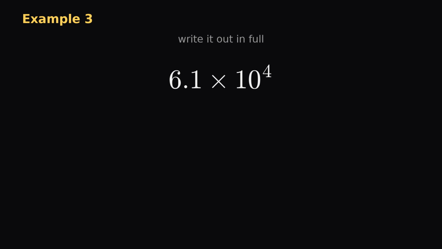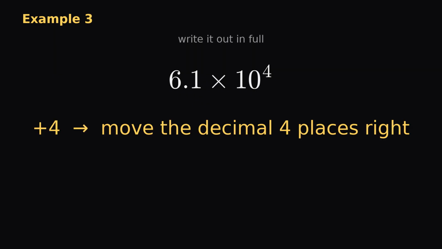Example 3. Now let's go the other way. Write 6.1 times 10 to the 4th in full. The exponent is positive 4, so the decimal moves 4 places to the right. 6.1 becomes 61,000. Notice you have to add zeros to fill the gap once you run out of digits.